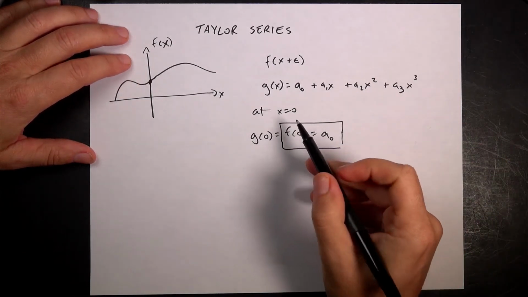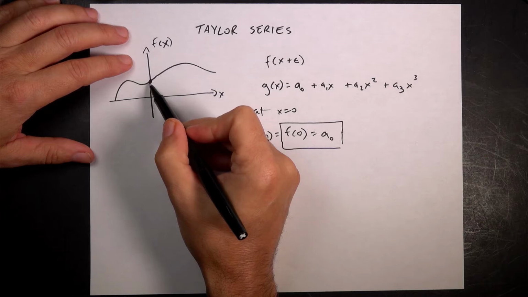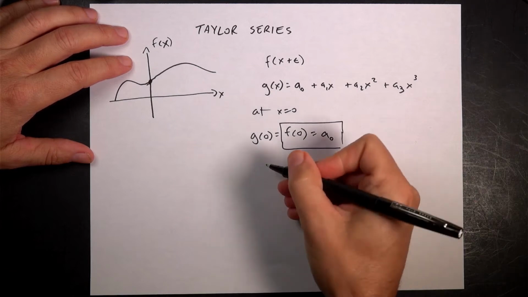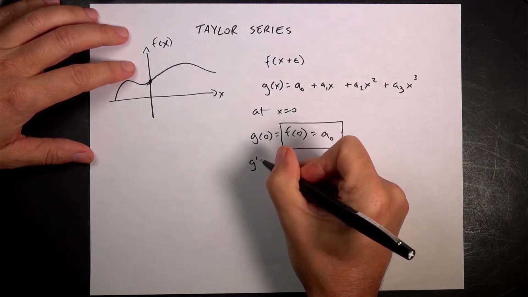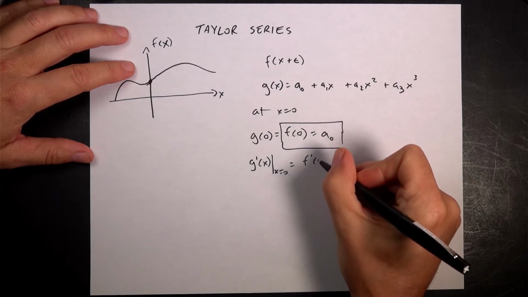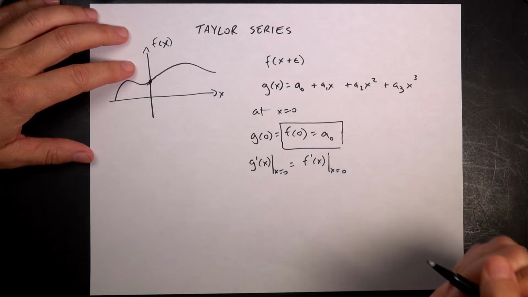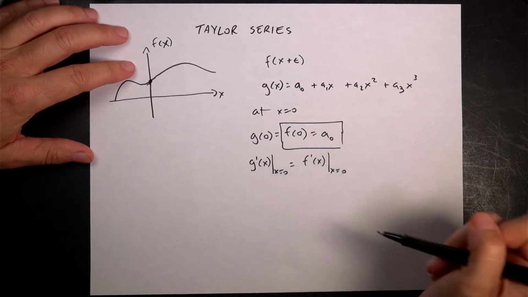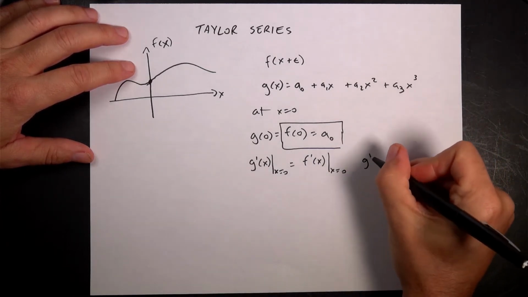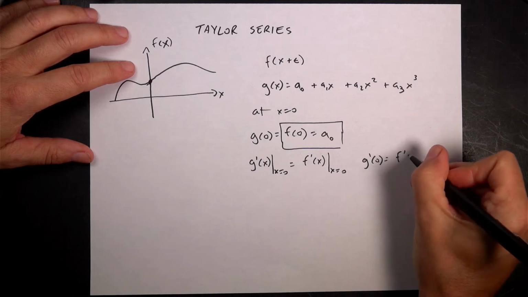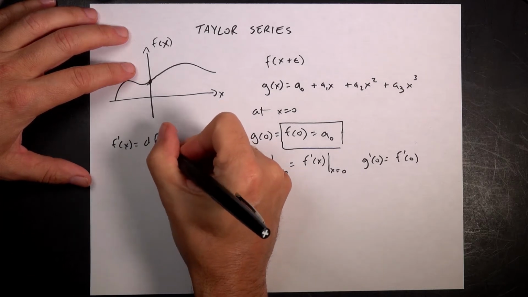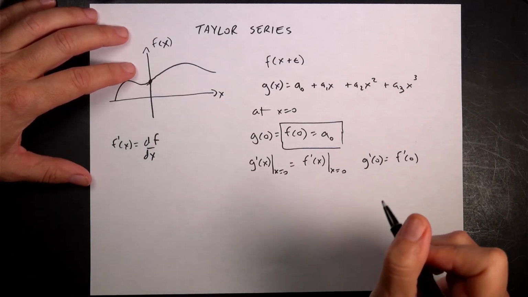That's okay. Next, I want also the slope of my polynomial function to be equal to the slope of f at that point. So I want g prime of x at x equals 0 to be equal to f prime of x at x equals 0. You don't normally put the derivatives that way. I didn't want to put 0 in there. I want you to know I'm still taking a derivative. I should have written this as g prime of 0 equals f prime of 0. And just to be clear, f prime of x is the derivative of f with respect to x.